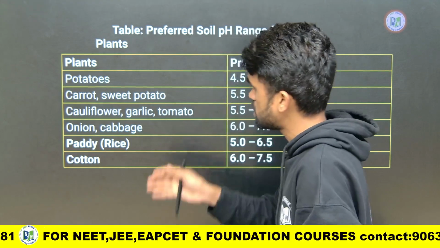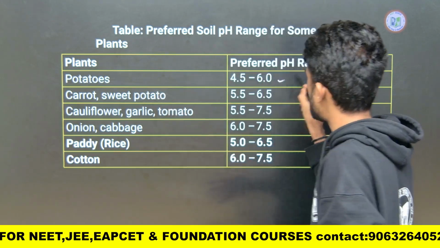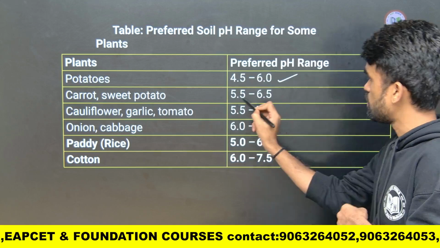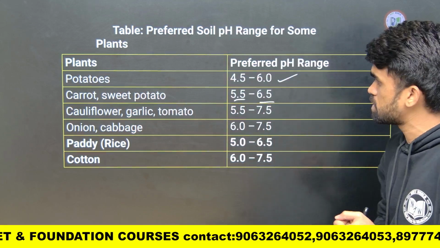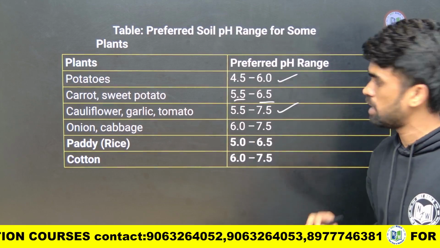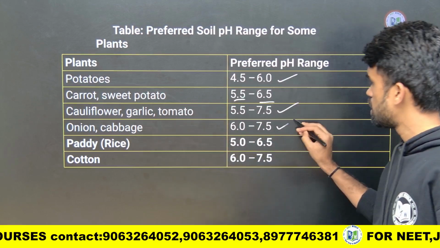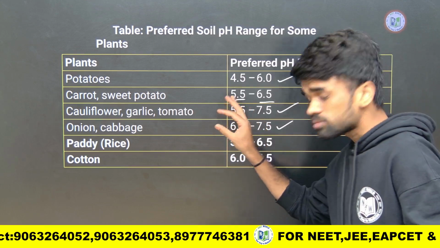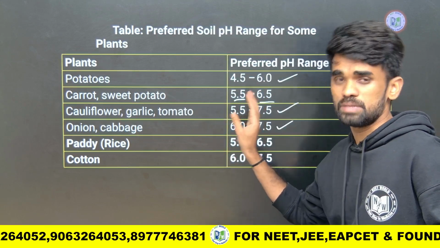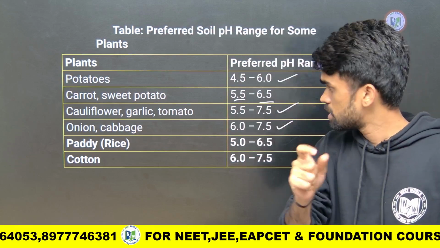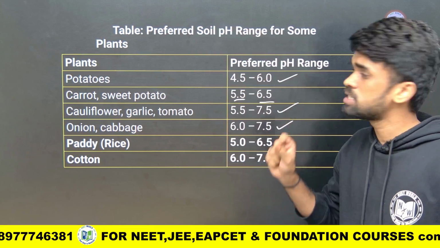See, for potatoes this is a preferred pH range. Carrot and sweet potato have a pH range around 5.5 to 6.5. Next, for cauliflower, garlic and tomato, this is the pH range to be maintained. For onions and cabbage, it is around 6.0 to 7.5. If we maintain proper pH, production will have a very good yield, so it is always necessary to maintain these pH ranges.